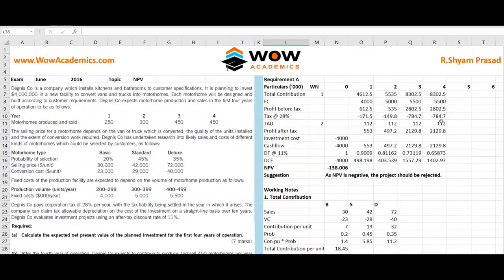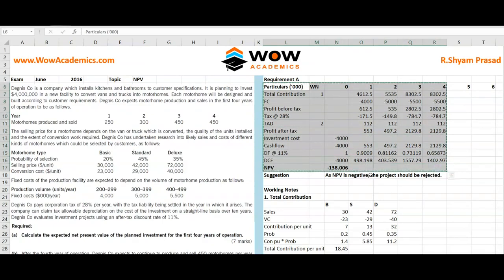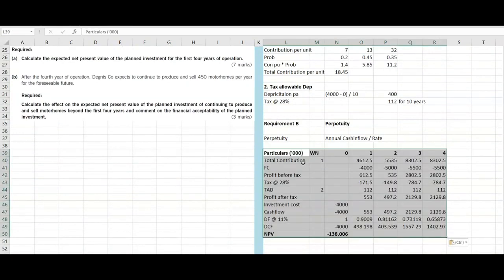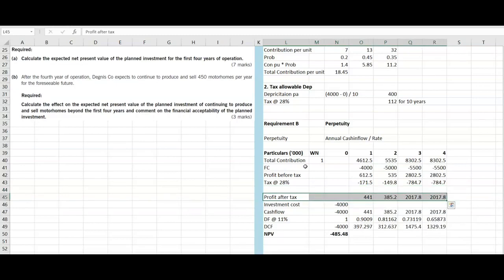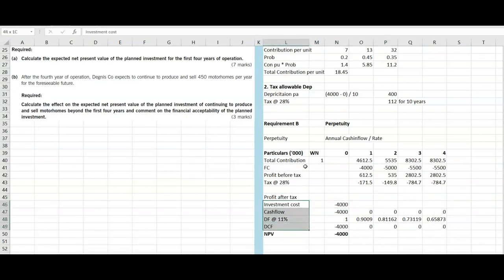The requirement is after the fourth year, the cash flow also continues as a perpetuity. So we'll copy the table as it is and we'll have only the relevant numbers that we want. So the relevant numbers that we want are the profit before tax that is going to occur, the tax that is going to occur, the tax allowable depreciation. As of now, we'll delete it and we'll explain why it is being deleted later. So we will calculate the tax, profit after tax. So we don't need other numbers here.